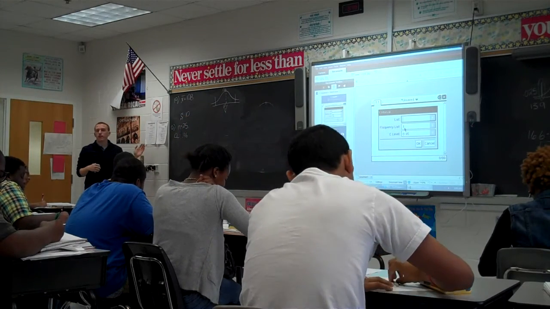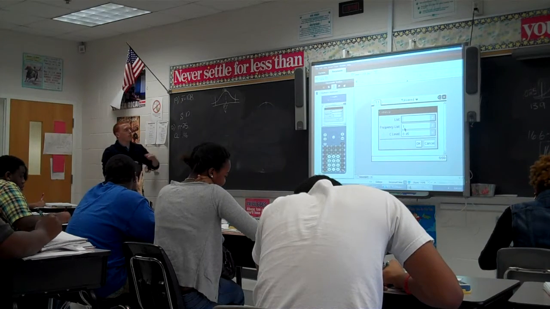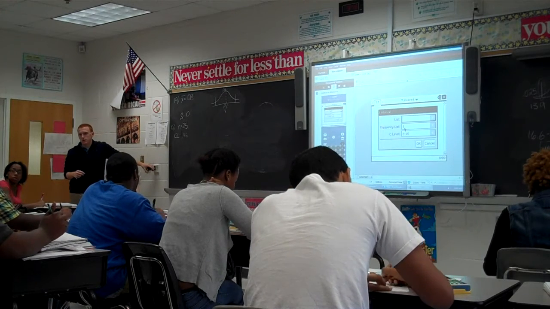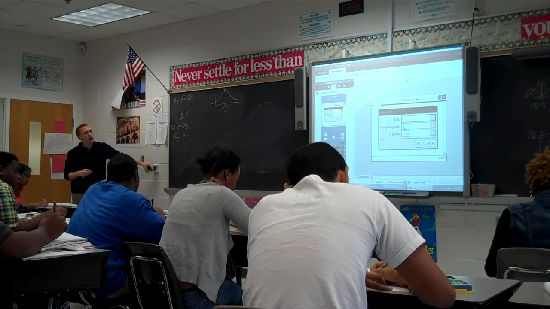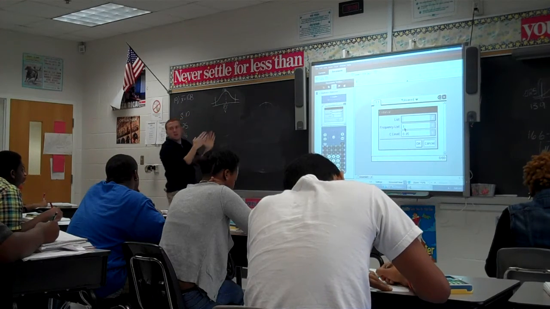How can I find the area to the left? How can I find the area to the right? No, I don't need to use inverse norm. I know that this is 0.96, and it's in the middle.